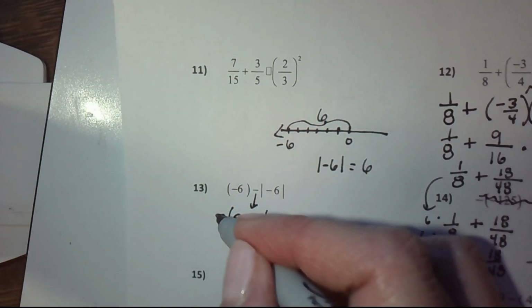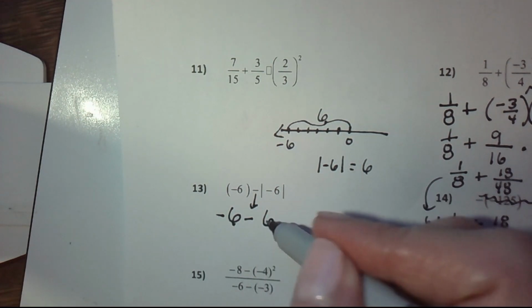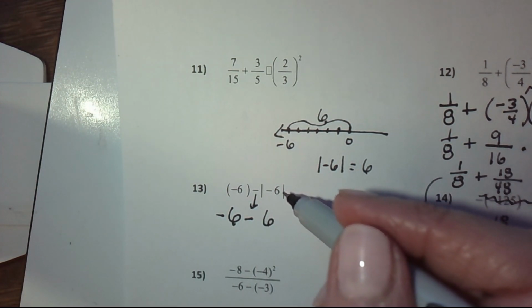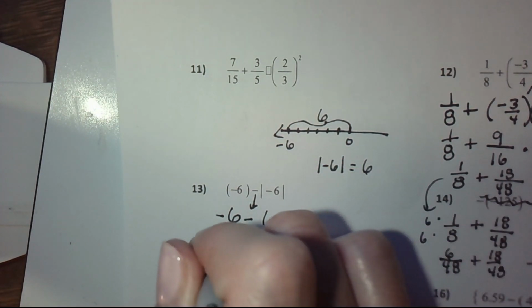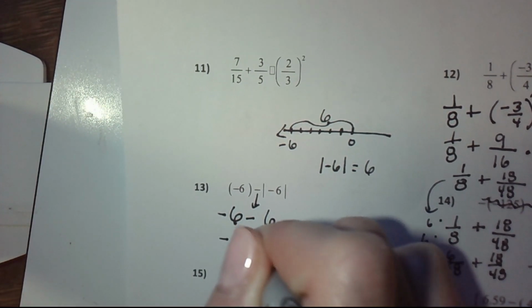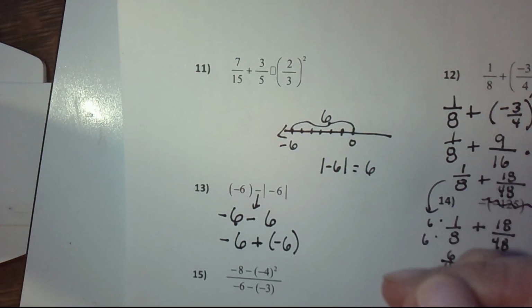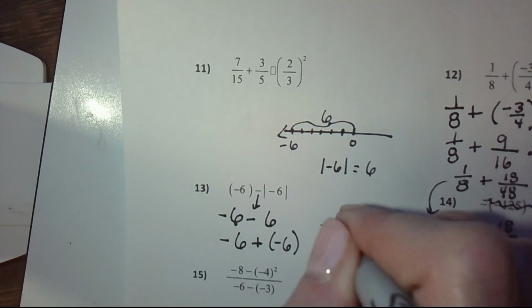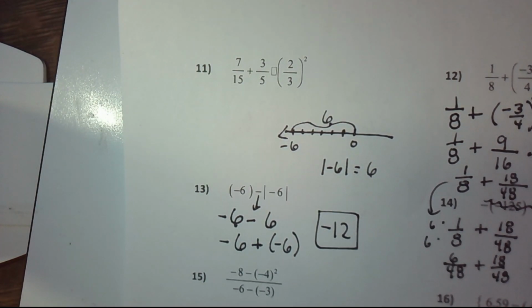Now let's put these together. -6 minus 6. Remember, when I add or subtract things with the same sign, I add the two numbers and then just keep the sign. So this is the same thing if you'd rather write it like this: -6 plus -6. Some people prefer it to look like that. That's fine. Either way, it's -12. You put the 6's together, 6 and 6, and then you keep the sign.